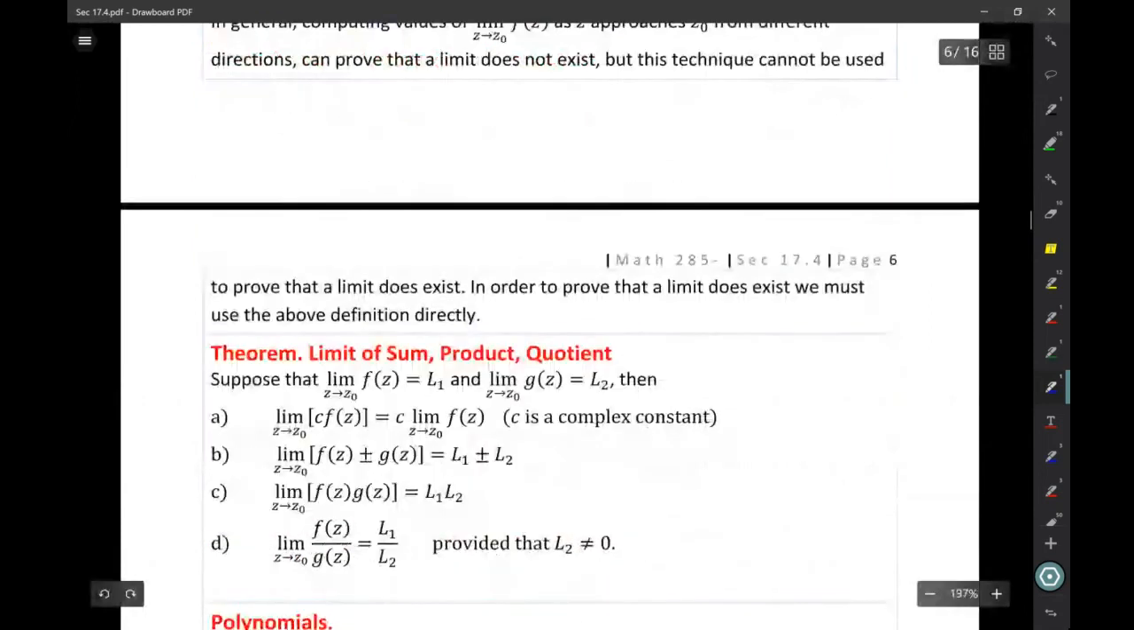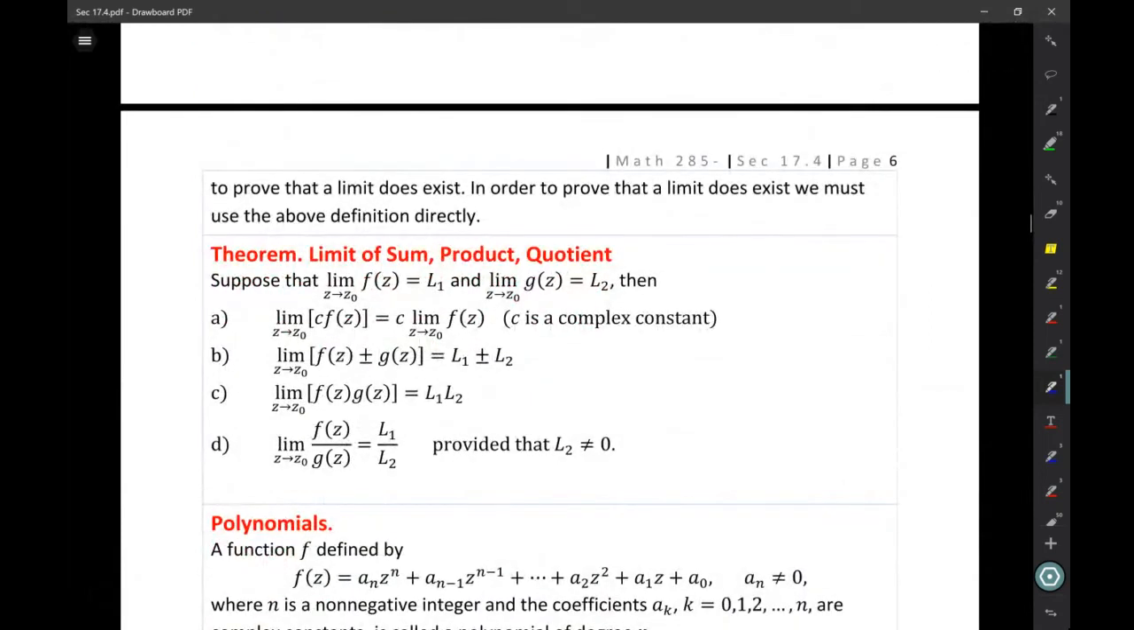Okay, now let's go to the limit properties. Let us go to the limit properties. Most of them, or all of them, are the same properties of the limit for real-valued functions from calculus 1. If the limit of f of z is equal to L1 when z approaches z naught, and the limit of g of z is equal to L2 when z approaches the same point z naught, then the limit of a constant c times f of z equals the constant c times the limit, which here is c times L.